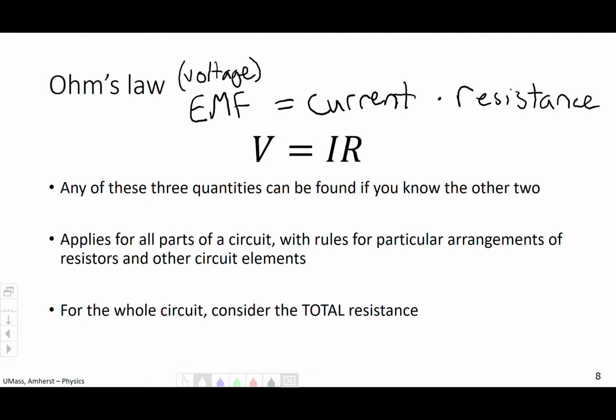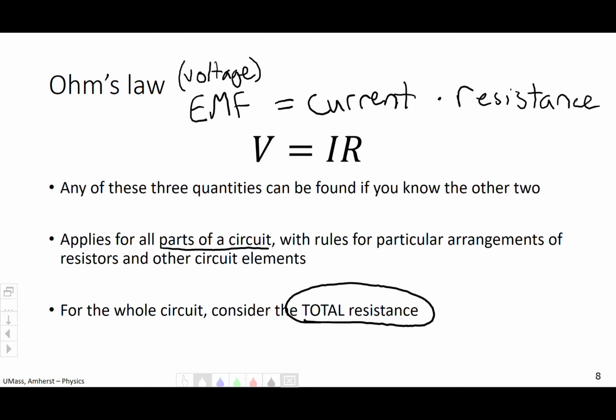Okay, so the electromotive force, the EMF, in volts, the voltage of the circuit is equal to the current that moves through the circuit multiplied by the resistance of the circuit. So if we know two, we can find the third, and it applies for all parts of a circuit. If we have multiple resistors or multiple circuit elements, this applies for all parts of a circuit, but we do have some rules that govern those circuits. And for the whole circuit, we must consider the total resistance, and we'll have to deal with some rules about that as well.